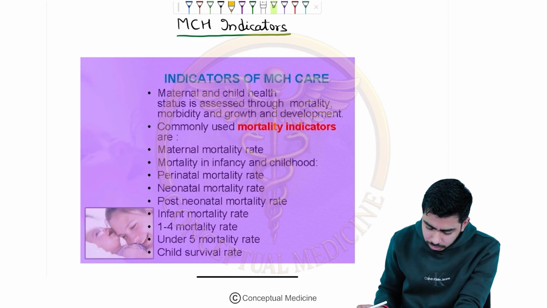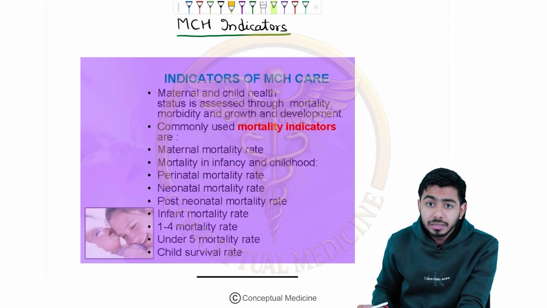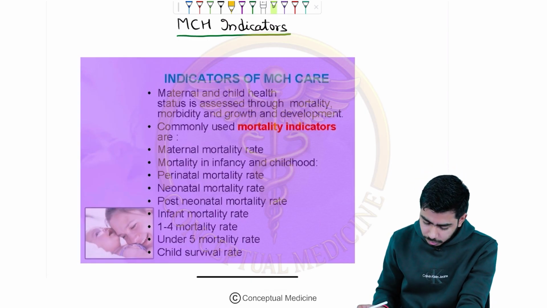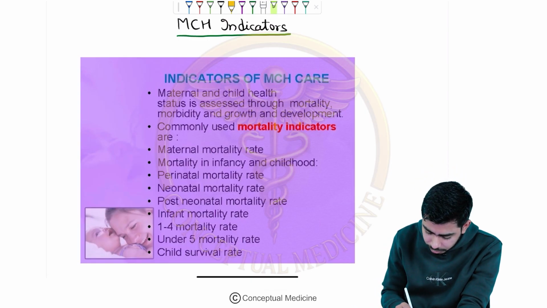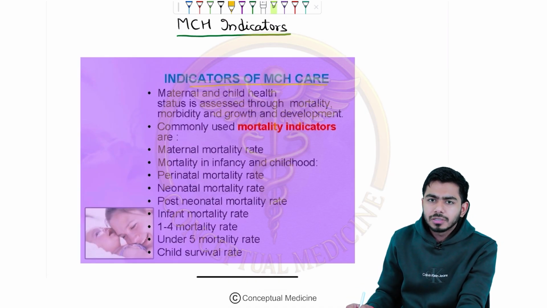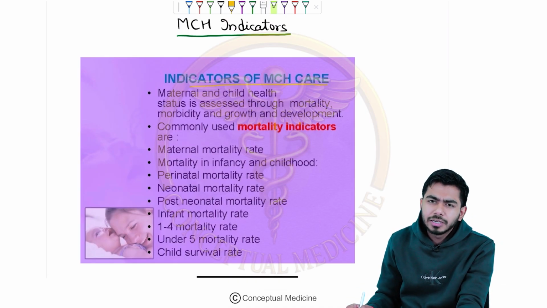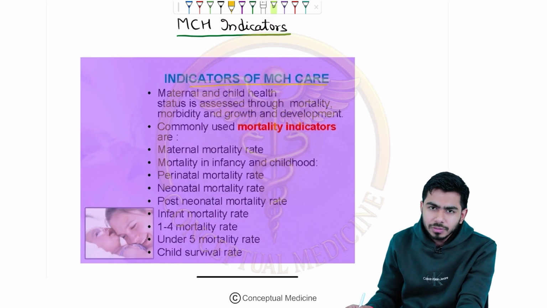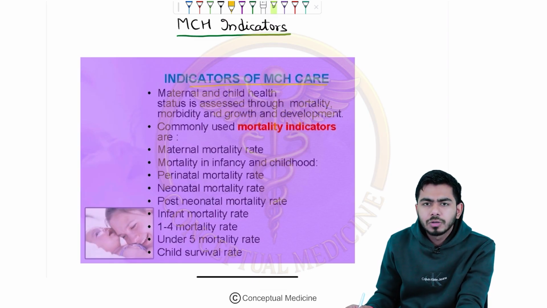So if we talk about the MCH indicators, these are the maternal and child health indicators, right? If you guys remember, some of the indicators I named in the health determinants and indicators chapter when I was talking about epidemiology and the concept of health and disease, right? So you can go through that as well. Some of the indicators I have named over there, and here also we are going to talk about them.